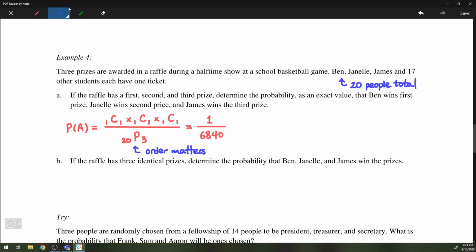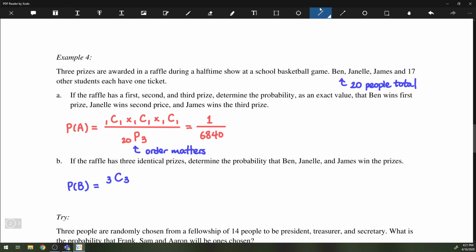Okay, so if instead of first, second, and third prizes, them being different, if the raffle just has 3 identical prizes, we are to determine the probability that Ben, Janelle, and James just win the prizes. Okay, so let's see, probability of B. So because the 3 prizes are identical, the order that they win in doesn't matter anymore. So we just have 3 people, and we're going to choose all 3 of them to win the prizes. So 3C3.